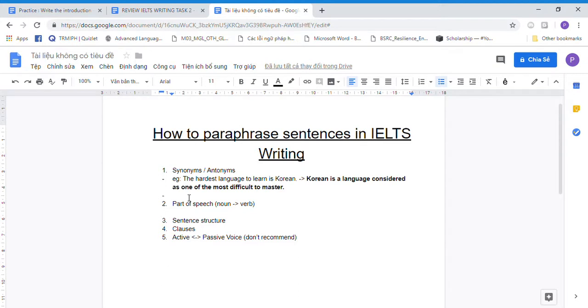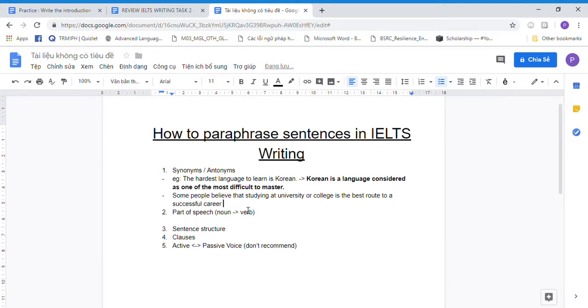Okay, we'll have this sentence and we're going to paraphrase it. We're going to rewrite it. Like, some people believe. We can use similar words like think, right? That studying at university or college.